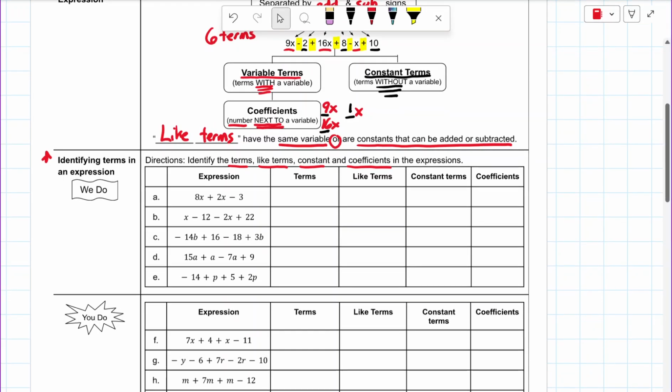All right, so let's go with A first. Remember, in an expression, terms are separated by adding and subtracting signs. Here we have an addition sign and a subtraction sign. So those are separating all the terms. There are 3 terms there: 8x, 2x, and 3. Are there any like terms in these? Yes, there are 2 x terms. So we say 8x and 2x are like terms. Are there any constants in this expression? Yes, there is a 3. Are there any coefficients, any numbers in front of the variables? Yes, 8 and 2.